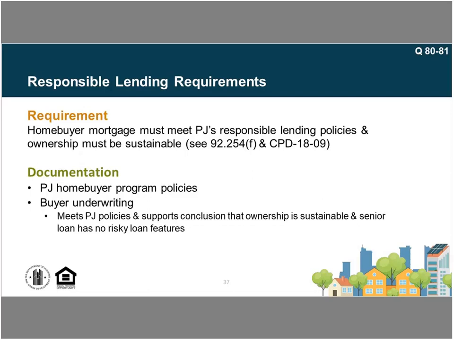So we want to make sure that we're identifying these prohibited practices so that we can ensure responsible lending in our policies and procedures. And then for our documentation, we want to make sure that these are actually being followed. So we want in the policies and procedures, are they being followed? Are we making sure that none of these loans are falling into any type of risky types of loans? We also want to make sure that the ownership is sustainable, so we're meeting those ratios that we set up, and that there's no risky loan features as indicated in our responsible lending policy.